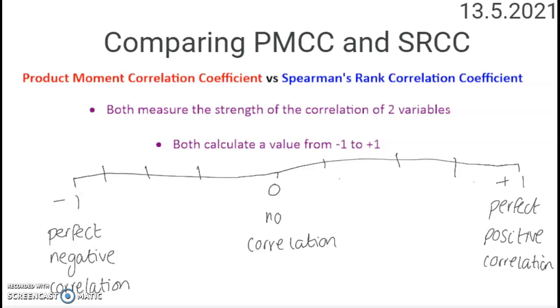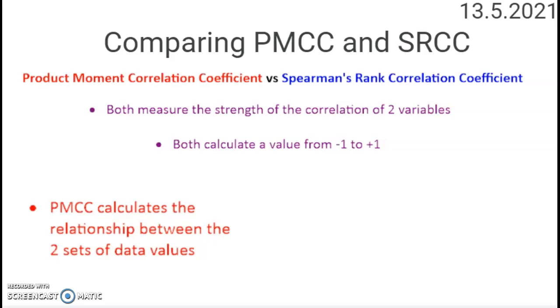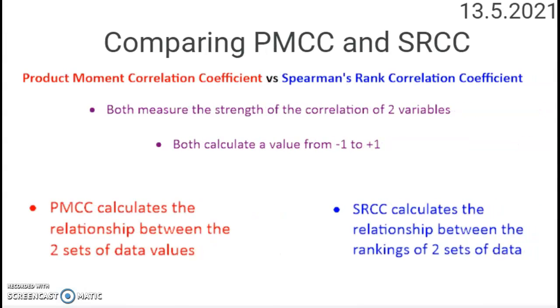But we need to know those two purple similarities, that they are both a measure of strength of correlation and they are both calculated between -1 and +1. So, PMCC calculates the relationship between two sets of data values. That's the important bit there. It is the relationship between two data values. Spearman's Rank also calculates the relationship, but this time it's between the rankings of two data values. And these are really, really similar points, but there is that tiny difference that PMCC is the coefficient between numbers and SRCC is the coefficient between rankings. So can you make sure you've got those two bullet points written down, please?